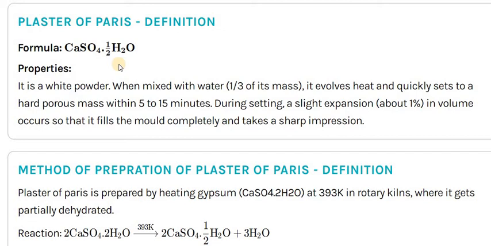Let's see the answer. Plaster of Paris. The formula of plaster of Paris is CaSO4·½H2O. It's called calcium sulfate hemihydrate. The scientific name of plaster of Paris is calcium sulfate hemihydrate. Properties: how does it look? It is a white powder.